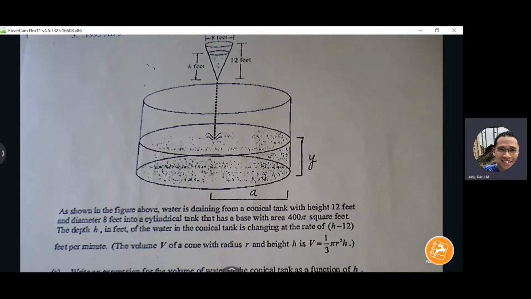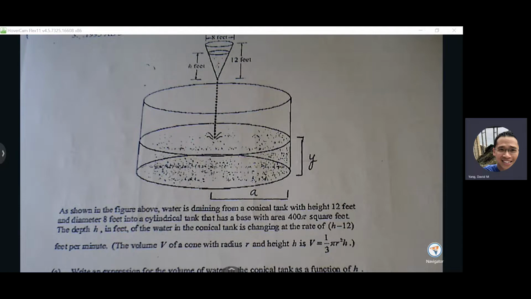Okay, as shown in the figure, water is draining from a conical tank with a height of 12 feet and a diameter of 8 feet into a cylindrical tank with that as a base with the area 400 pi. The depth is changing at a rate of h minus 12.